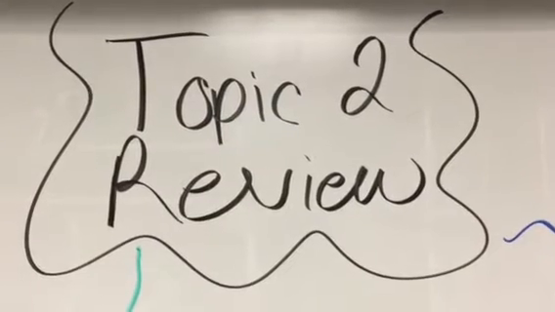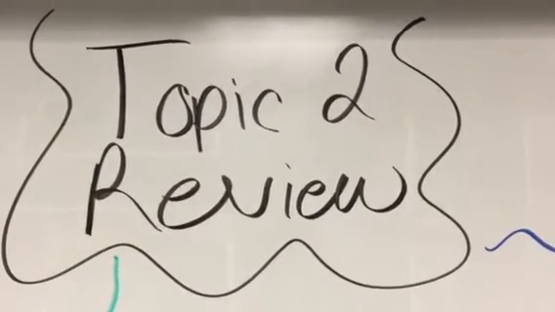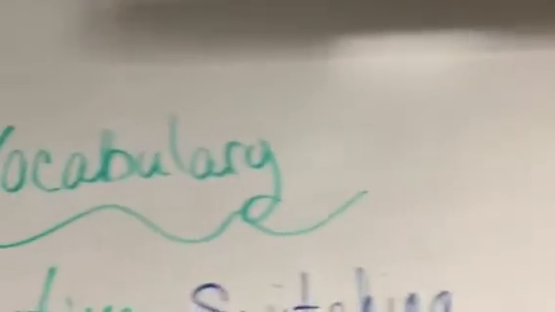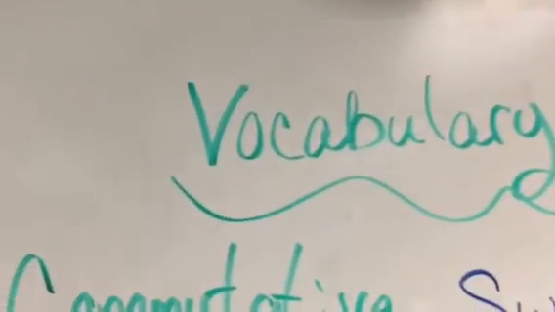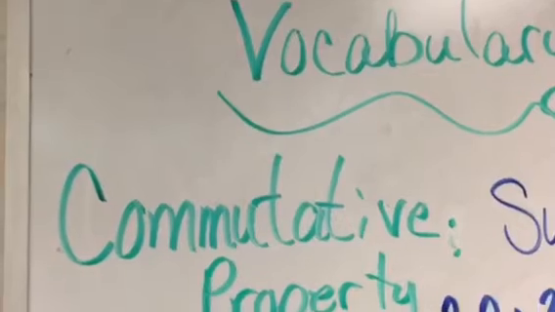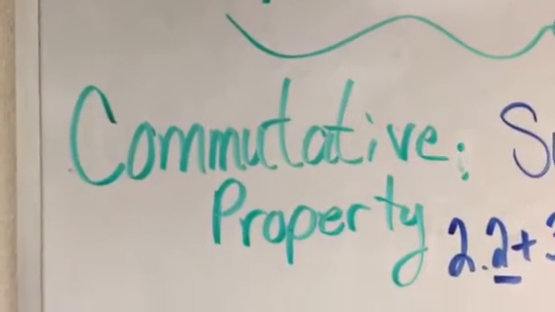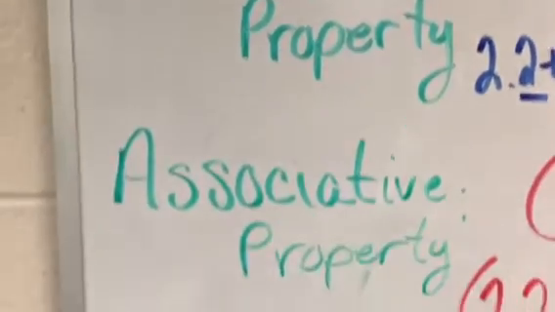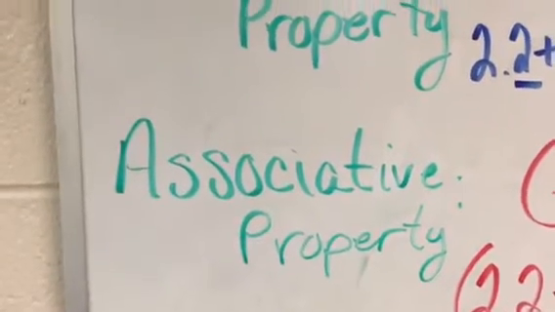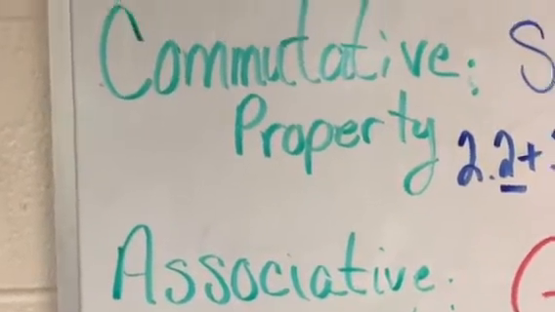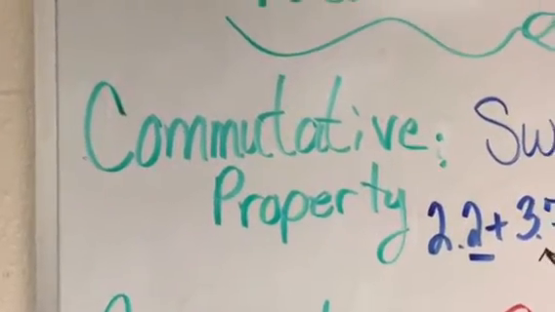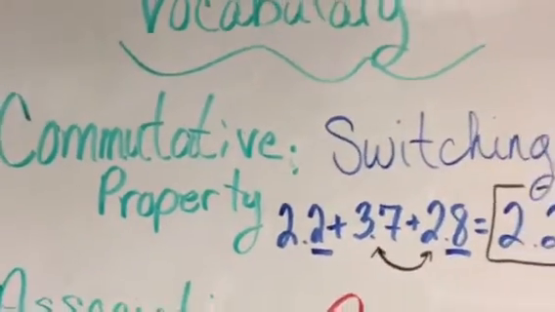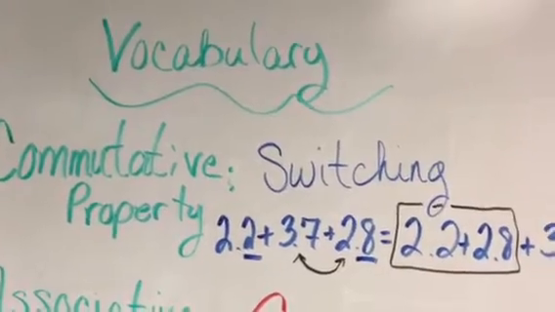Topic 2, review. Just like we do all the time, let's start with vocabulary. In this chapter, there were two main words we wanted to focus on, and they were all the way back in topic 2.1. First is the commutative property. Second is the associative property. And instead of writing a definition, I put a one-word hint of how you can remember it. For commutative property, think of it as switching.